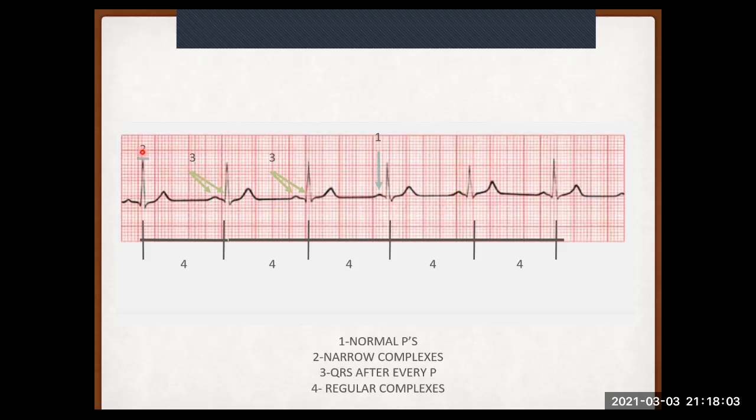Then you need to have narrow QRS complexes, what we're talking about, your narrow complexes. And we'll talk about them in a little while. All right, so we've got that there. Does a QRS follow after every P? So in other words, do you have a P wave and a QRS? P, QRS, P, QRS, and we see that we do. And are the complexes regular? So in other words, are they occurring at a regular interval?